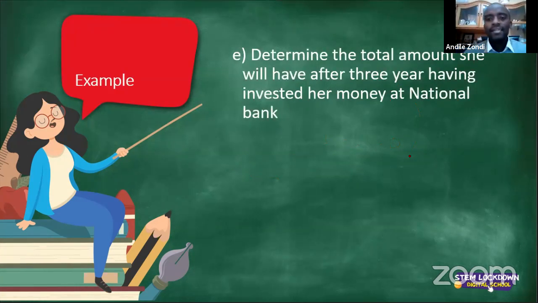Now the question says, determine the total amount she will have after 3 years, right? After 3 years, yes. Having invested the money at National Bank. Remember, total amount we're looking at the principal amount, which is 10,000, plus accumulated interest for 3 years. Plus interest for 3 years will be our answer for total amount, right? But because this is compound interest, calculations will differ. Let me just show you how.